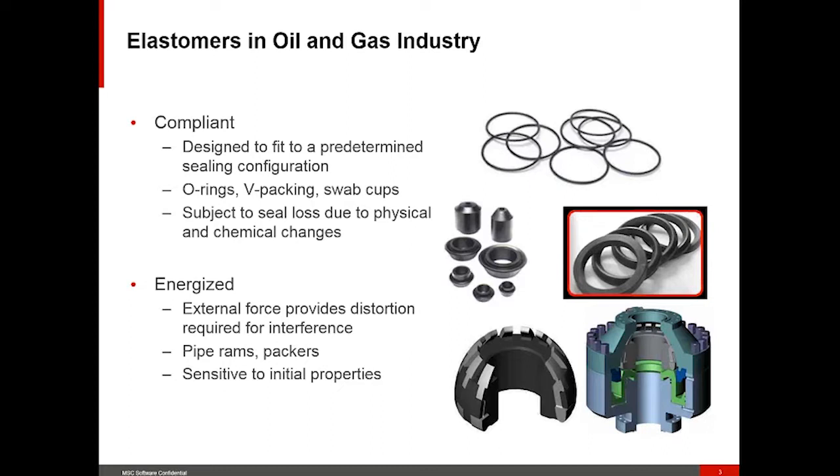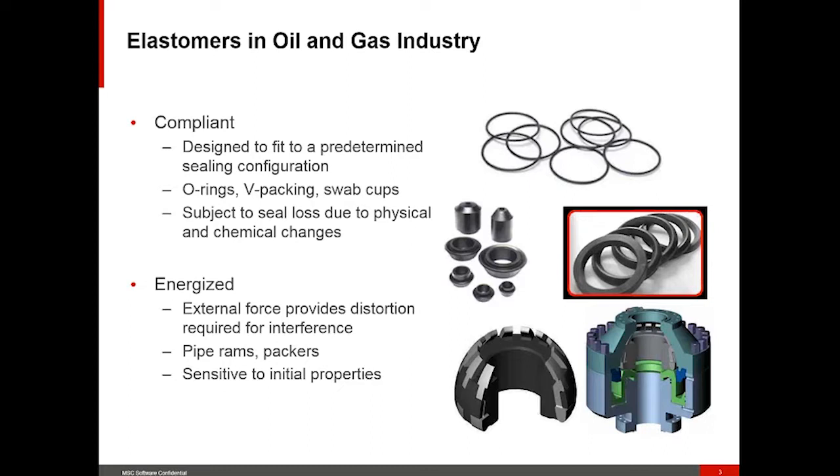On the other hand, energized sealing is formed by applying an external force to cause distortion of the seals. This distortion supplies the interference between the seal and the surrounding structure to achieve the desired sealing. Examples for this type of sealing include pipe rams and packers.